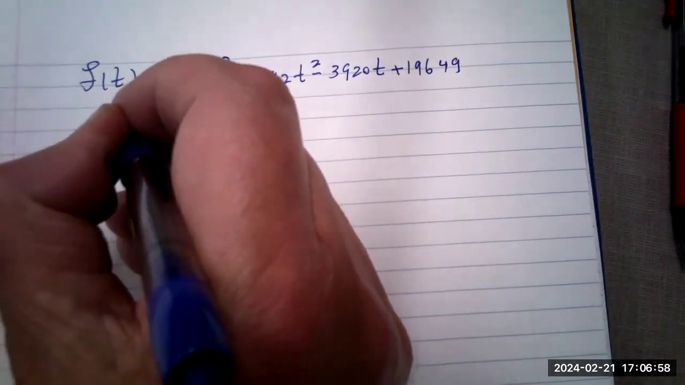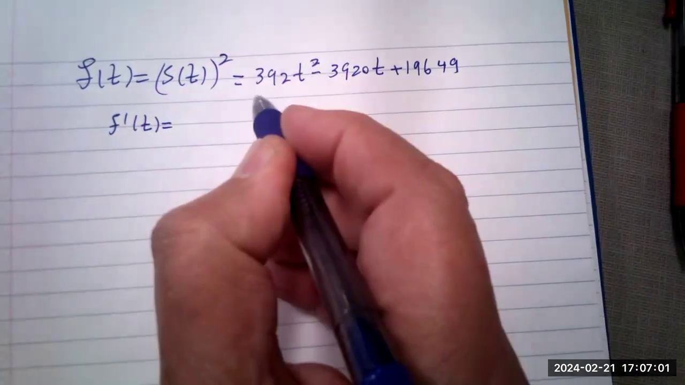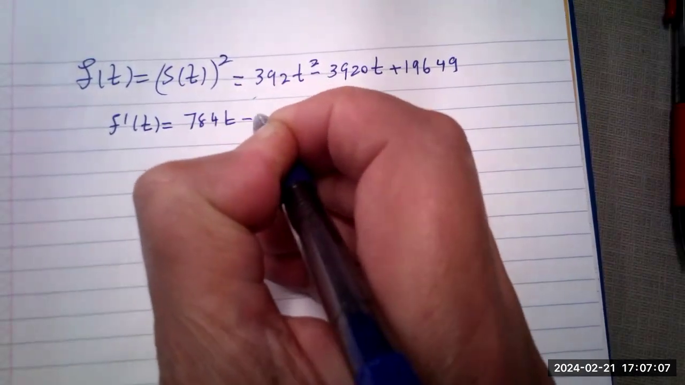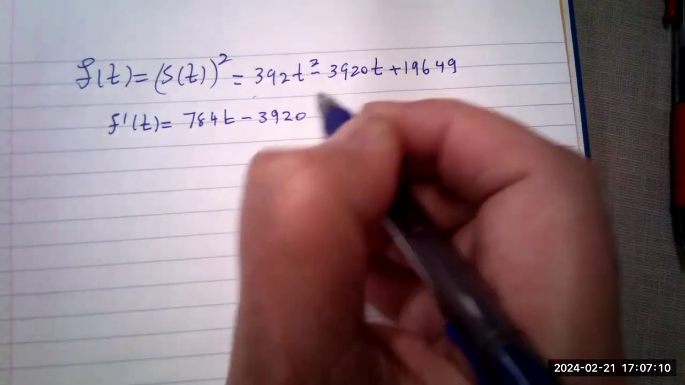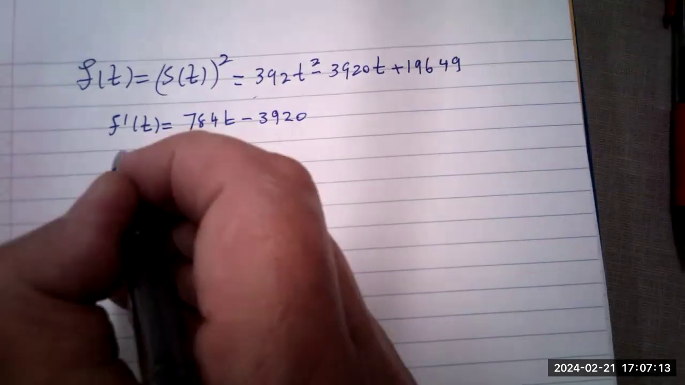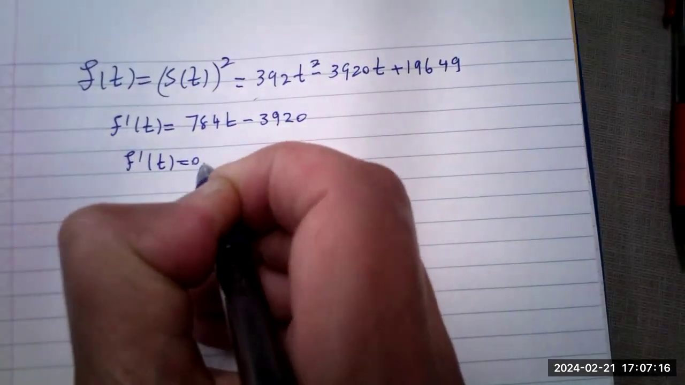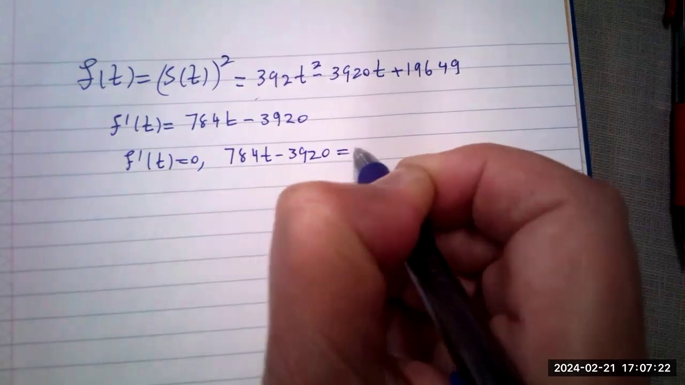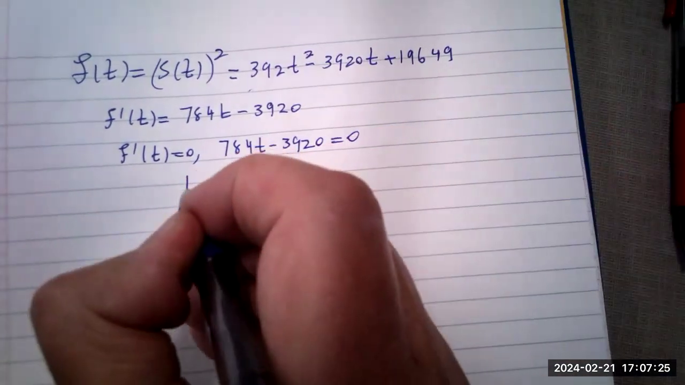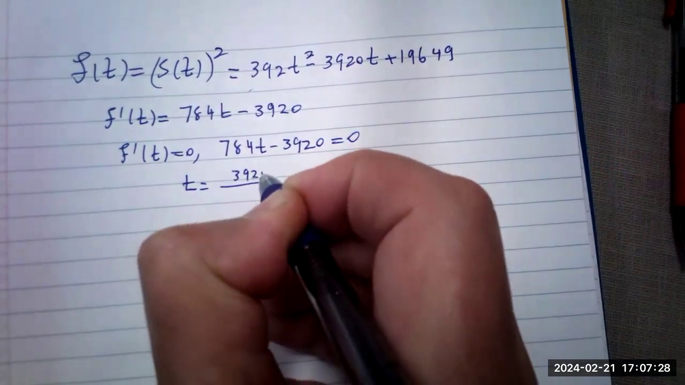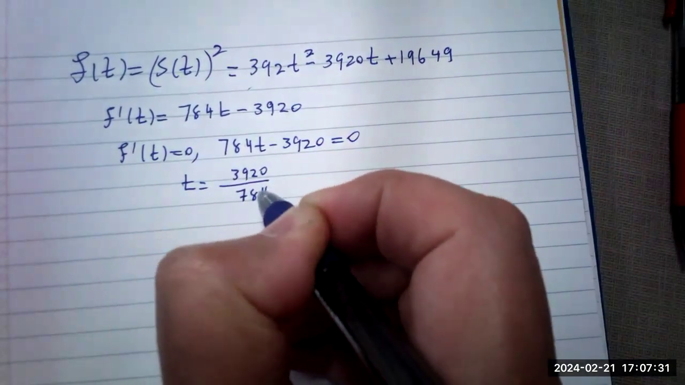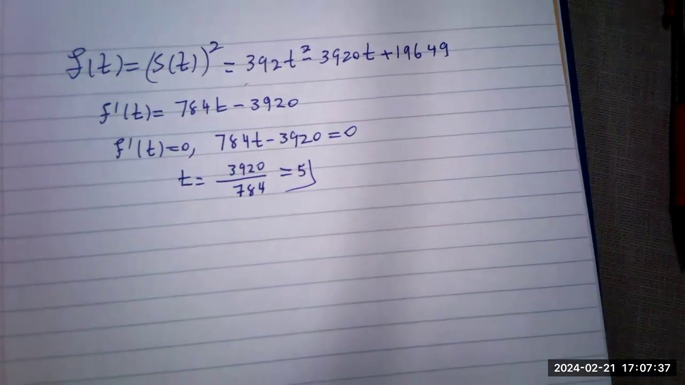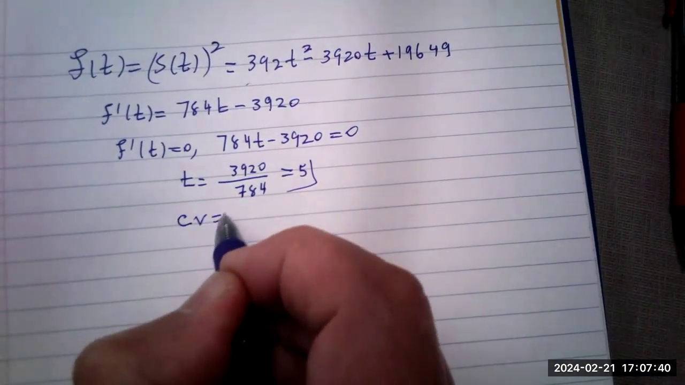So differentiate, f prime of t is equal to just 2 times 392, 784 t. This would be 3,920, and the rest goes to 0. Okay, you let it equal to 0. Find the critical value. So 784 t minus 3,920 equals 0. So you solve for t. So your t would be, this is it, 3,920 over 784. In this case, the t is 5. So from the language of calculus 1, this is the critical value.